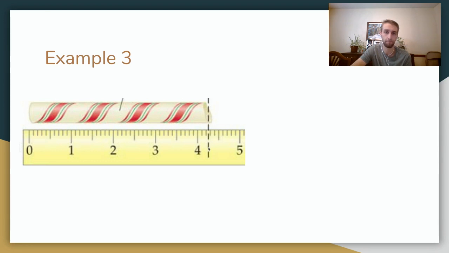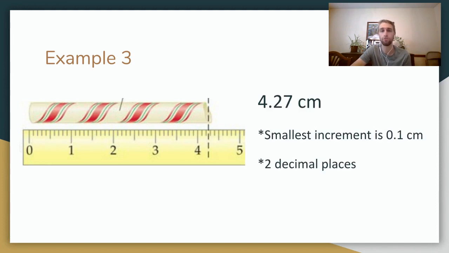If we use this line here, we have to estimate where between those using exactly 2 decimal places. Maybe you say 4.27. Someone else could have looked at that and thought maybe it's 4.26 or 4.28. And that's okay because there's uncertainty in estimation in the last decimal place. But anyone that reads this ruler should have exactly 2 decimal places, no more, no less, because the smallest increment is the tenth of a centimeter.